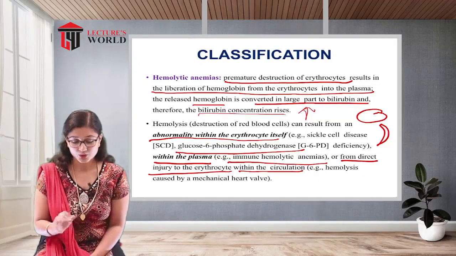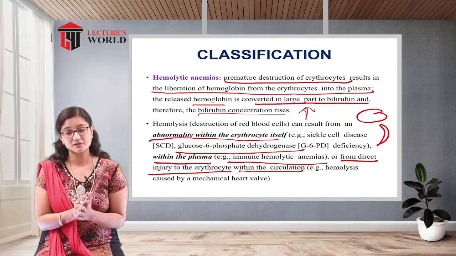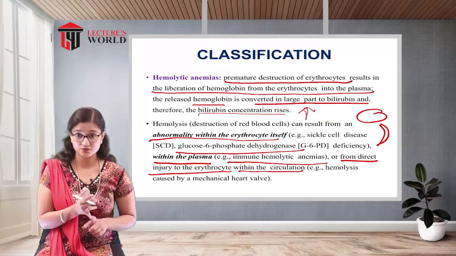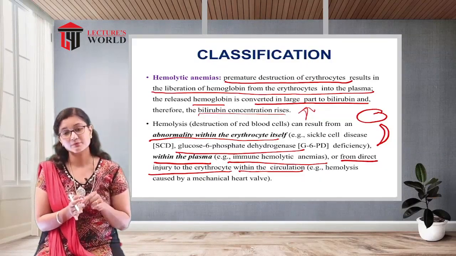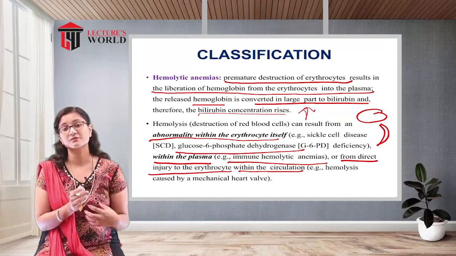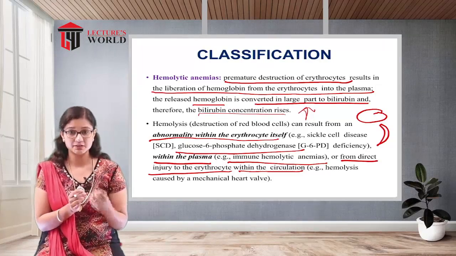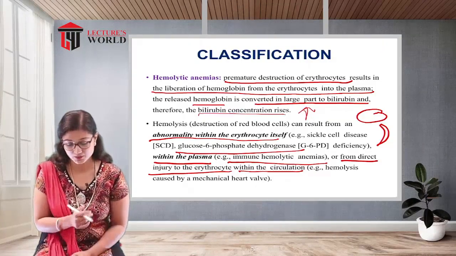Okay, so hope you understood when there can be destruction of RBCs: commonly some problem in the erythrocyte, some problem in the plasma, or some problem when there is direct injury to the RBCs, whenever there is a foreign thing present in our body and it is acting against it. Okay.